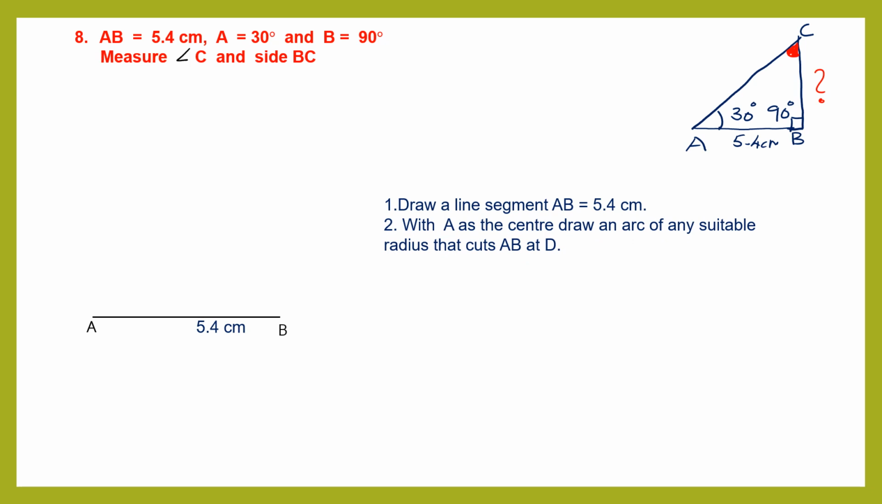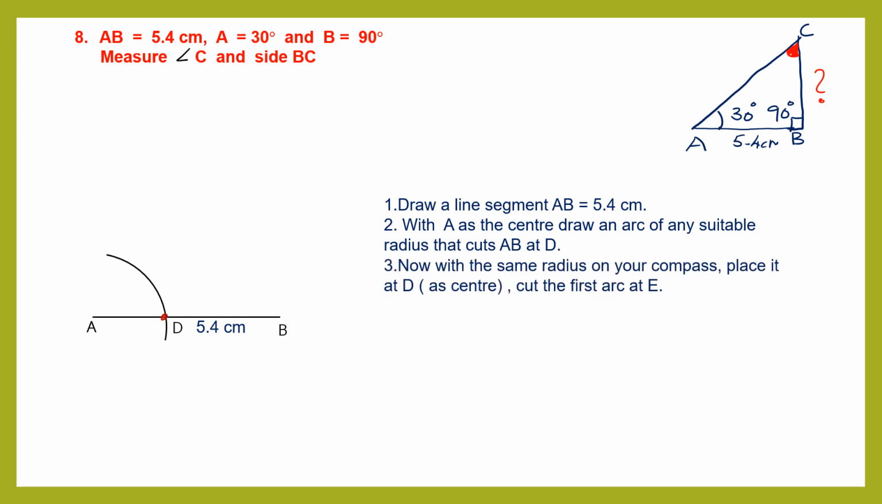So with A as the center, we're going to begin to construct 60 degrees first. With A as the center, draw an arc of any suitable radius that will cut AB at a point D. So we've drawn the arc, and the point where this arc meets the line, we're going to name it D.